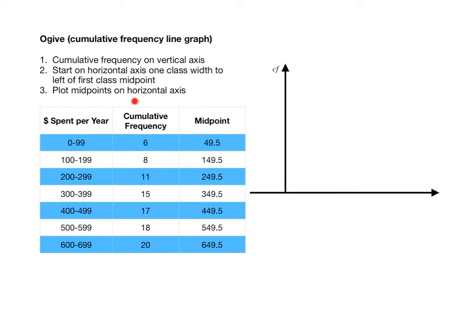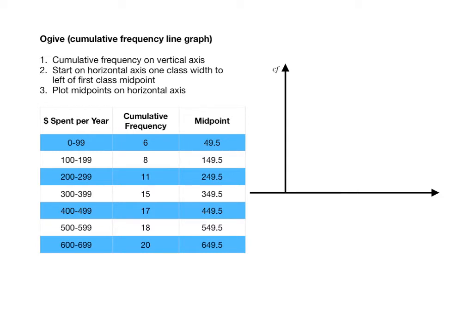And here is, again, the data about the amount of dollars spent on music per year. And this is our table with just the specific columns that we need: the cumulative frequency, and again, we're going to need the midpoints. The midpoints are going to be the values on our tick marks on the horizontal axis. So plot the midpoints on the horizontal axis. And also, you'll see number 2 here as well. We will talk about that as we get to it.